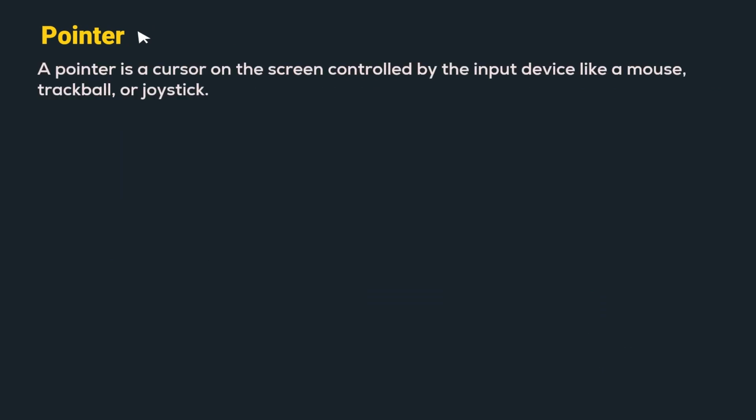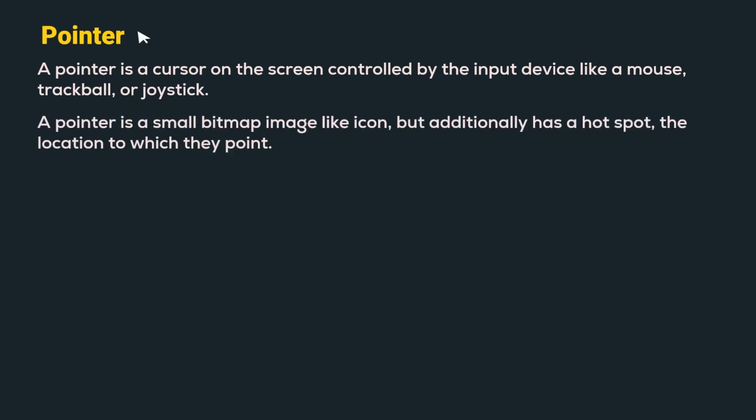The next widget is a pointer. A pointer is a cursor on the screen controlled by an input device like a mouse, trackball, or joystick. A pointer is nothing but a small bitmap image like an icon, but additionally has a hotspot, which is the location to which it points. Pointers are very important in a WIMP interface, as the WIMP interface relies mainly on pointing and selecting of the screen elements.